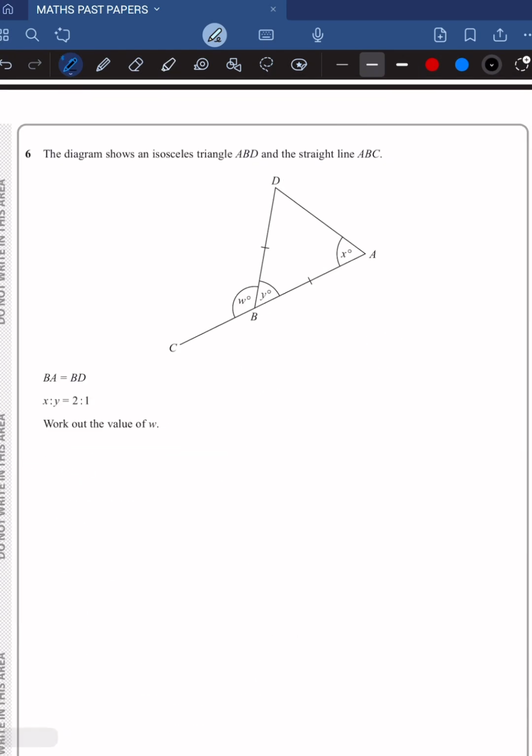Next question, question number 6. The diagram shows an isosceles triangle. When we see isosceles, we know base angles are equal. ABD and the straight line ABC. BA equals BD. X to Y is 2 to 1. Work out the value of Y.